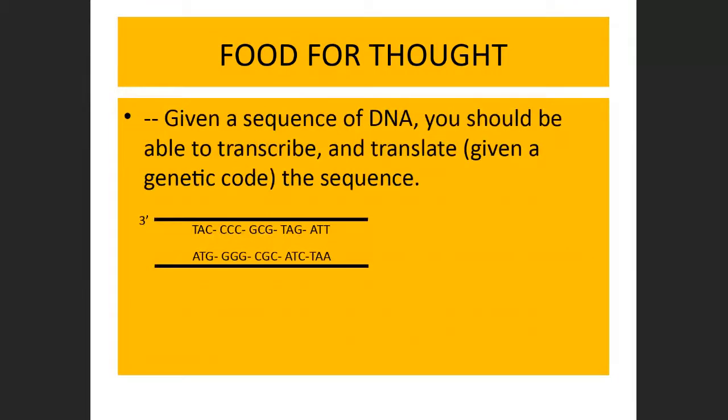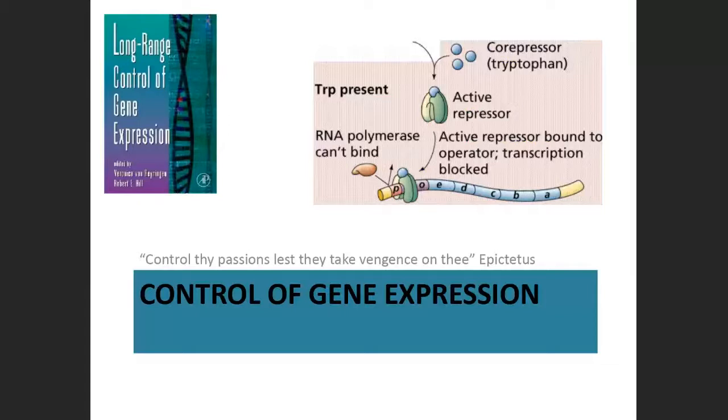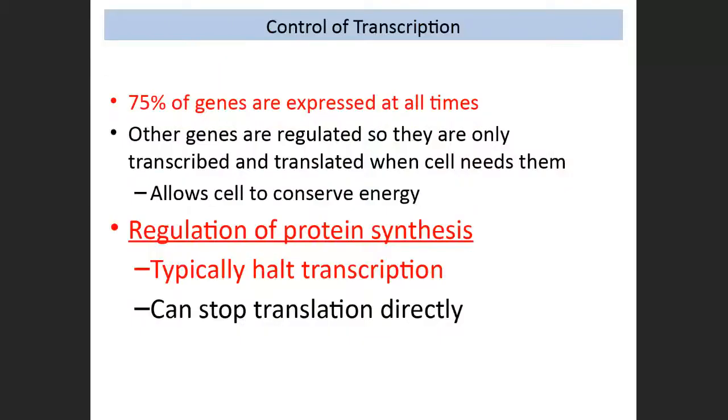Okay. Now, the last thing that this chapter looks at is control of gene expression. Essentially, it explains how cells control which genes are being transcribed and translated, which is what gene expression is. So when we talk about genes being expressed, we're talking about genes being transcribed and translated.